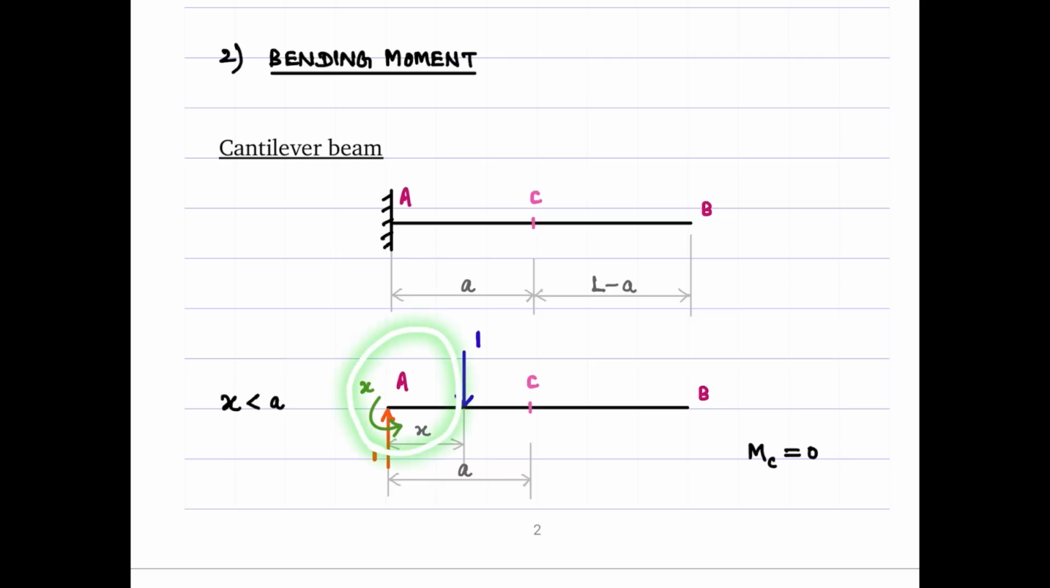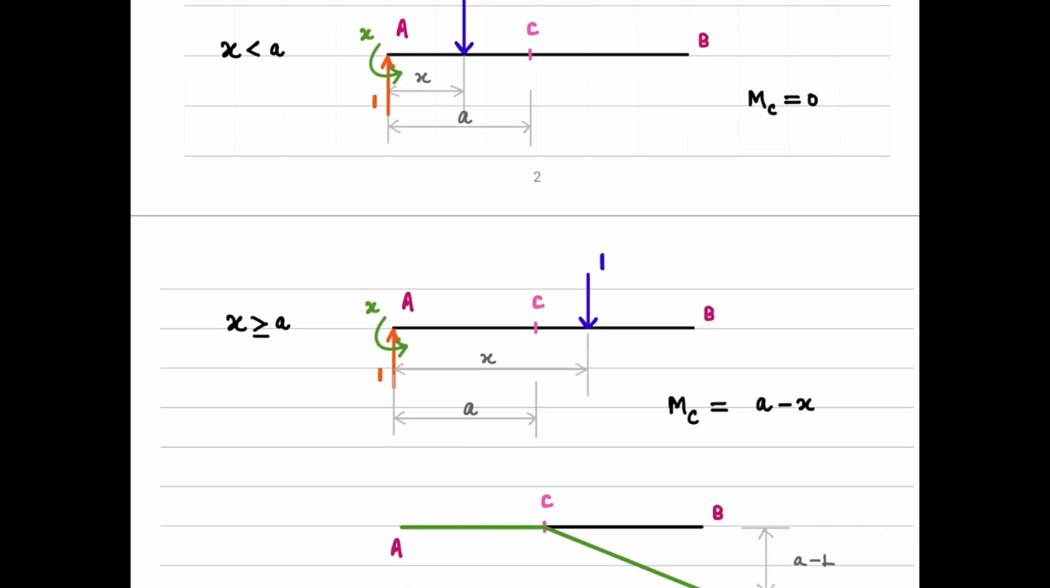Because only this portion is going to bend, this portion will remain a straight line. If you draw the reflected profile, you will see that there is no bending moment at this location when the load is placed within a distance of A units. But what happens if I go beyond the point A?